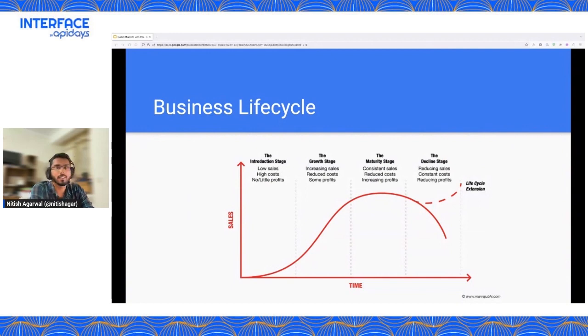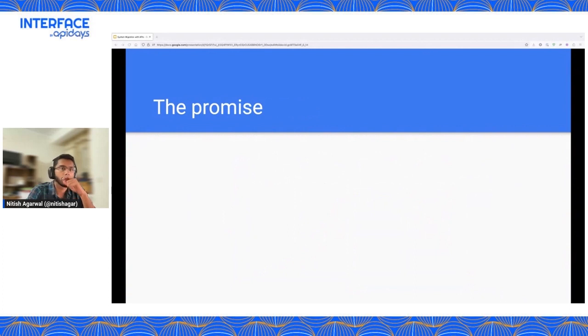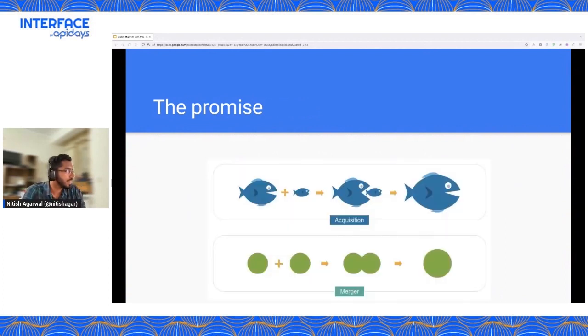I think this applies to any of the bigger tech companies which have a well-oiled machine working for them. What we try not to talk about or absolutely not think about is the decline stage, where your competition outpaces you or you fade away. So that's where companies start looking for a life cycle extension, and they look at two possible promises in that matter. What you would see is mergers and acquisitions being talked about a lot.